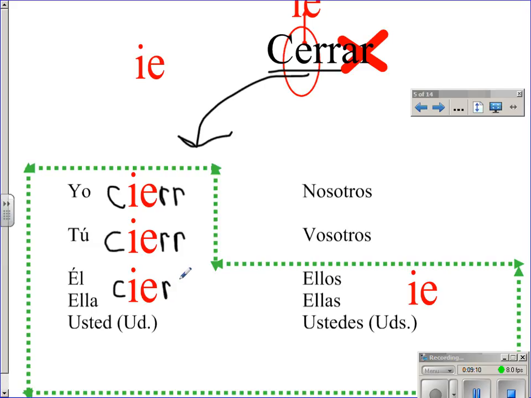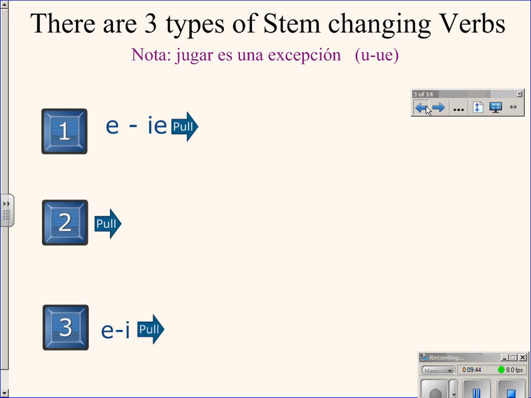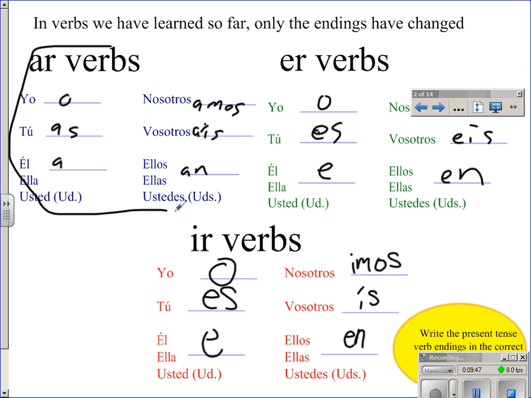You guys get to see my great writing skills with a mouse here. It's not all that easy of a thing. Now, for these two, I don't need that IE in there, so instead I get C-E-R-R, or just cer, instead of cier. Now I can go back in and say, okay, I'm ready to add my ending. It was an AR verb. So if I need to refresh my memory, I can look back at my AR verbs. These are the ones I'm going to be utilizing.